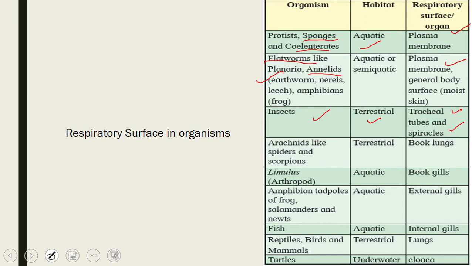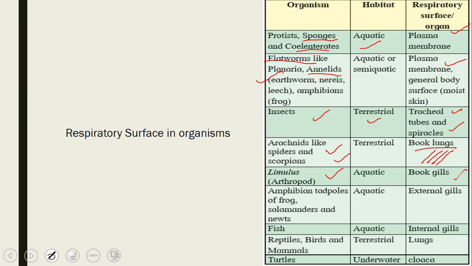Then there are spiders or scorpions. They have book lungs. Actually, these are lungs in the form of plates or sheets, and they look like book pages, and hence the name book lungs. Or then the living fossil, Limulus. It has a gill-like structure, which is the book gill. Then you have the chordates.